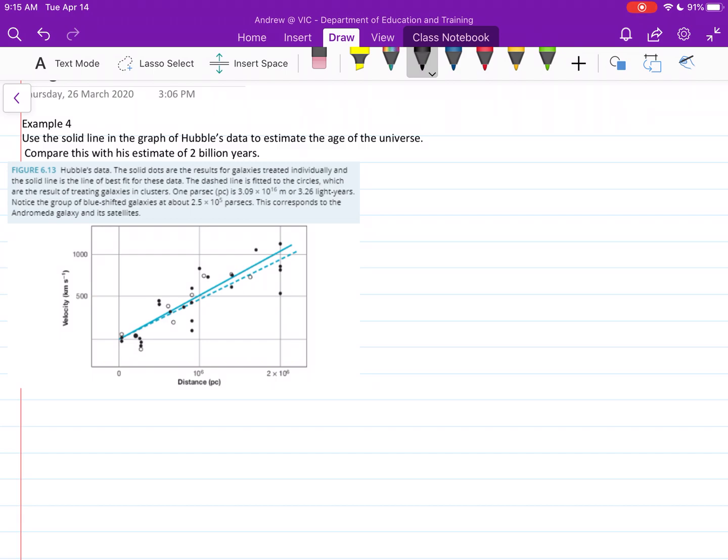So first, it's always important to highlight the information that is important to your question, or underline, take note of it. So for this question, use a solid line in the graph of Hubble's data to estimate the age of the universe. So this is the graph just below. So we need to estimate the age of the universe, and we're going to be using the graph below. And also, make sure in your answer you compare this with his estimate of 2 billion years.